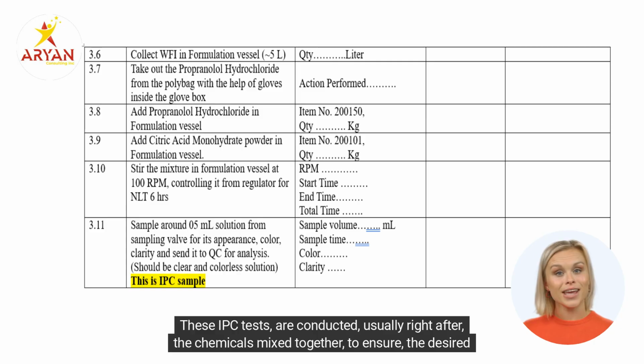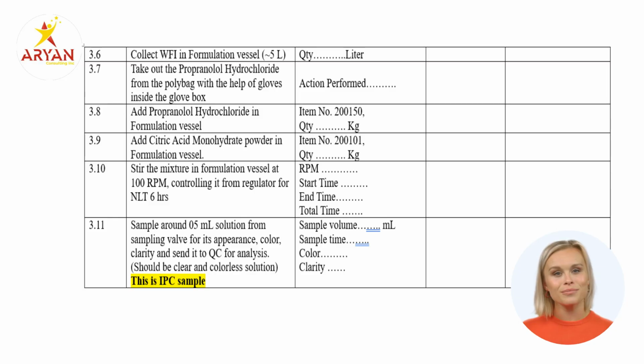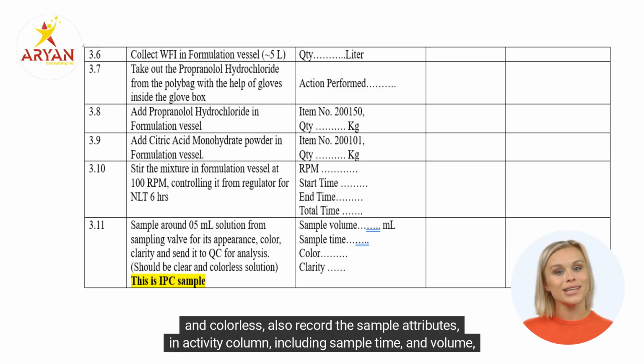These IPC tests are conducted usually right after the chemicals mix together to ensure the desired chemical product has been achieved. This step is also instructing technicians to check the clarity of the solution, that it should be clear and colorless. Also record the sample attributes in the activity column, including sample time and volume in milliliters.